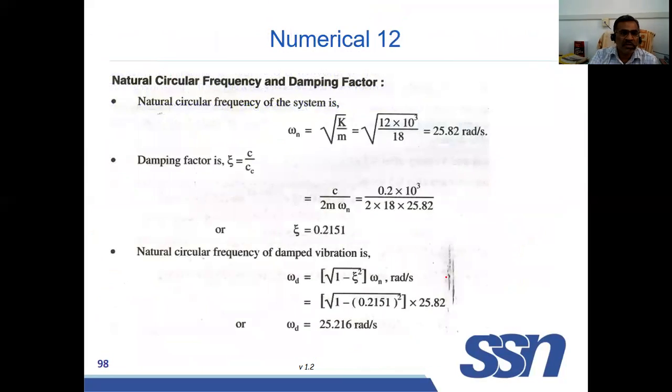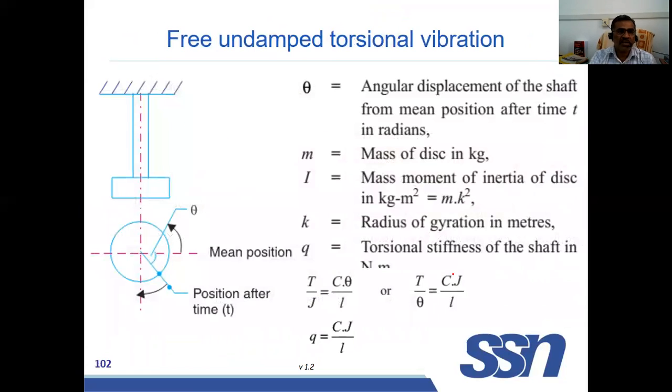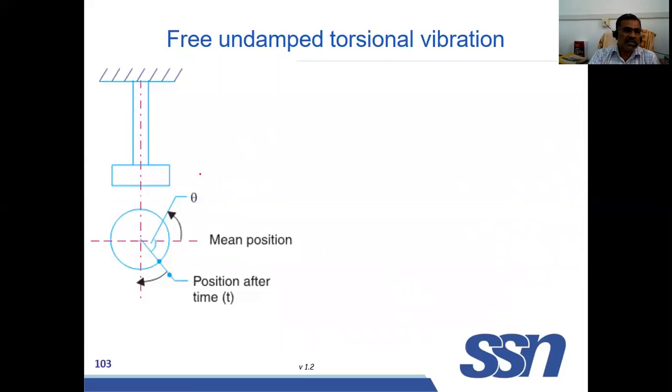So now we are going to discuss torsional vibration. See, this is a shaft and this is a mass. The shaft is acting as a spring. When it is vibrating torsionally, that is about the axis, it is rotating about the axis.